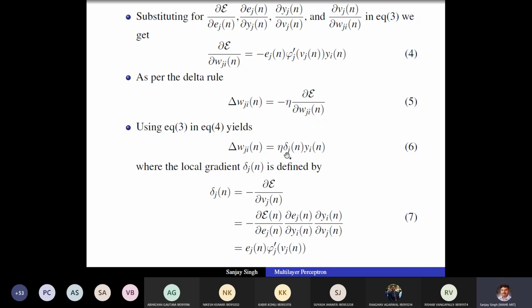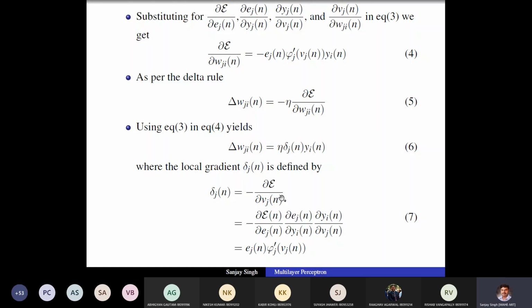Now the question is, what is this delta, from where did all this suddenly come? This is basically called the local gradient. This one is not the local gradient. It's the global, meaning the entire error energy you're considering and differentiating with. Now imagine that locally there are multiple differentiations happening with respect to each neuron. So this is called the local gradient, which we denote by delta j and which is defined by dou E by dou Vj.